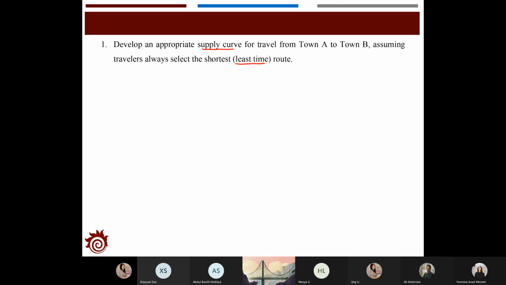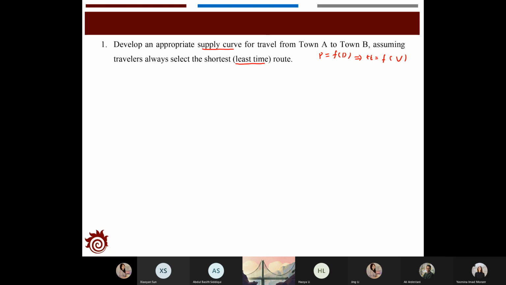And so first of all, for the supply curve, from our previous definition, the supply curve will determine the price of the products as a function of the demand. In this case, that will be the travel time as a function of the volume. So this is what we need to derive for the first question: find the supply curve.